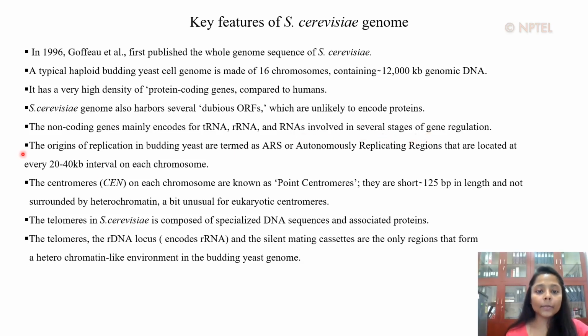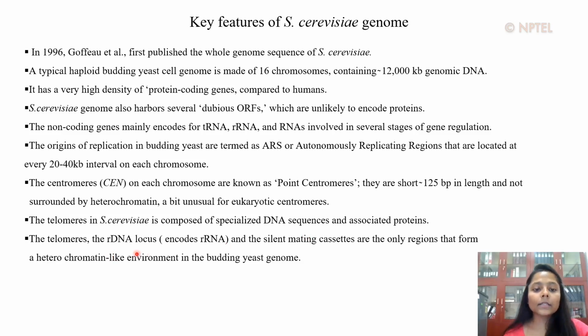The origins of replication in budding yeast are termed ARS, or autonomously replicating sequences, that are located at every 20 to 40 kb interval on each chromosome. The centromeres on each chromosome are known as point centromeres, because they are short, approximately 125 base pairs in length, and they are not surrounded by heterochromatin like other eukaryotic centromeres.